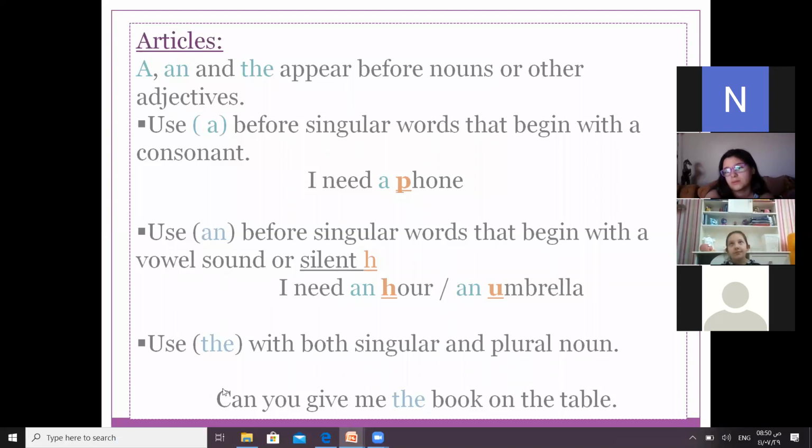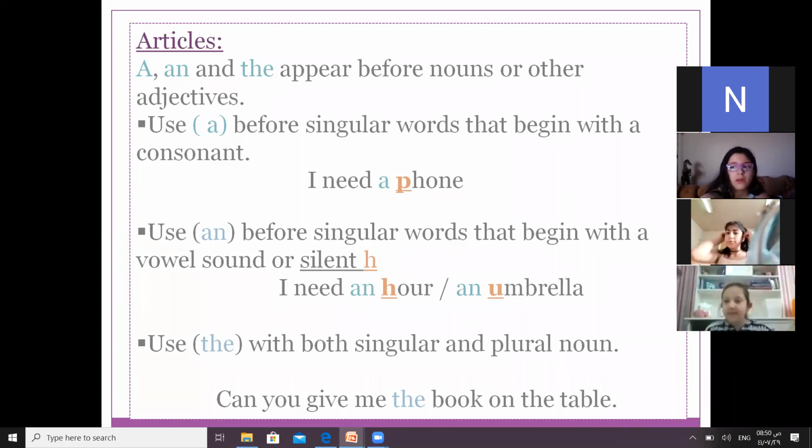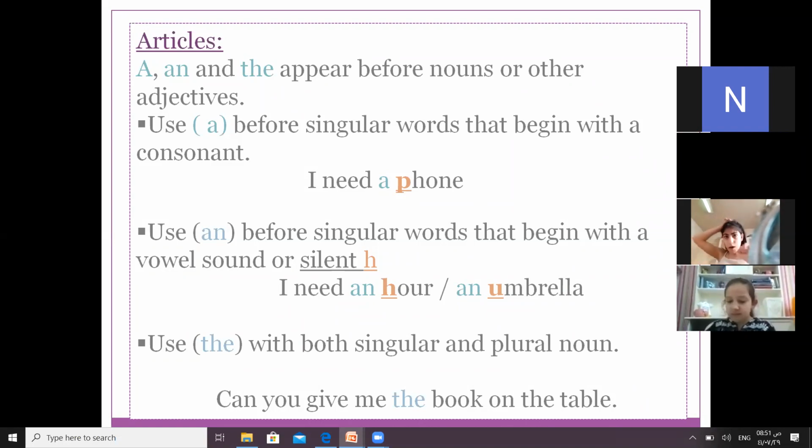Now, when do we use the? We use the with both singular and plural nouns, at the same time. You'll tell me, teacher, how will I know the difference if I use a or the? We use the, girls, with specific and unique things. But we use a when we have what? When we don't have a specific thing.